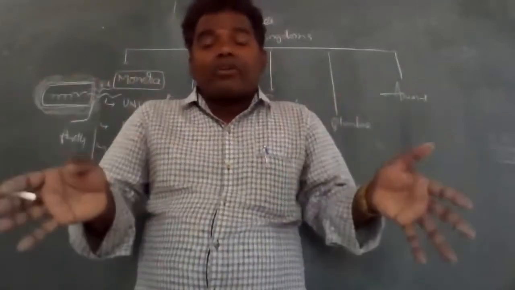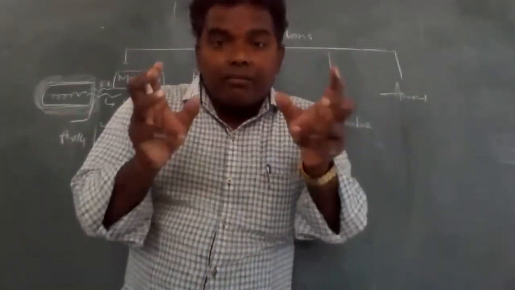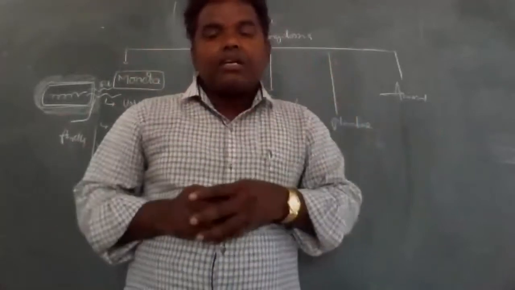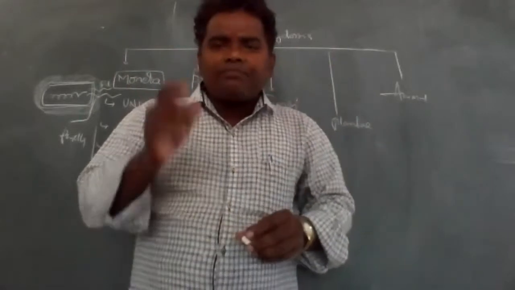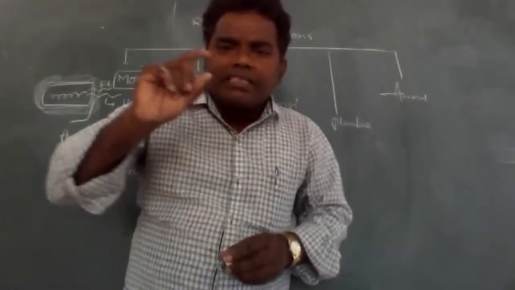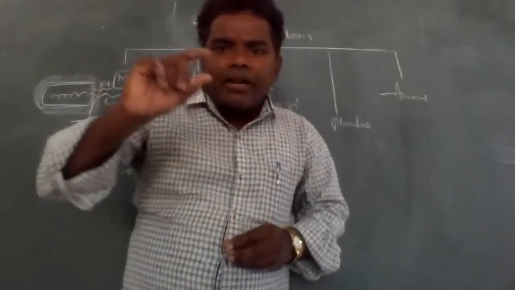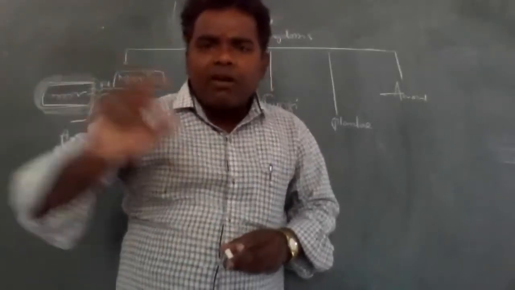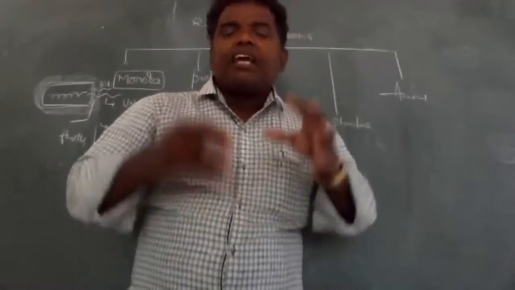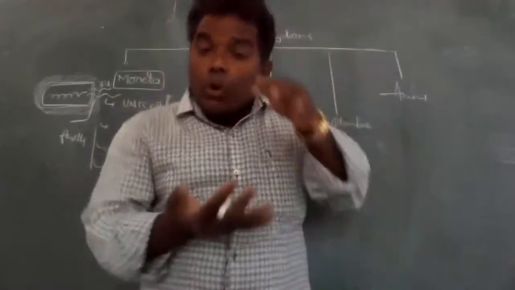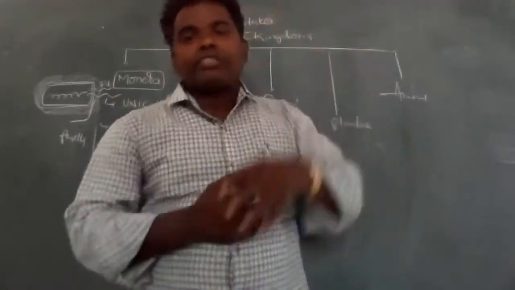So wherever you can go, monerans are present, especially microbes. Monerans are unicellular prokaryotes which contain a cell wall. Where are they present? They live in high salinity, low temperature and high temperature.